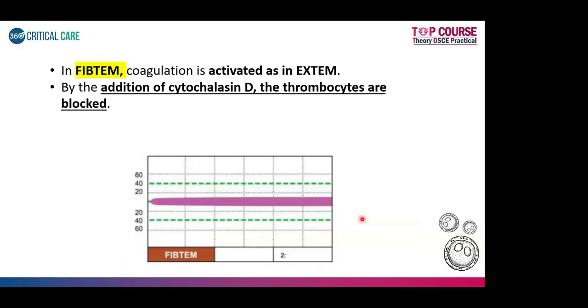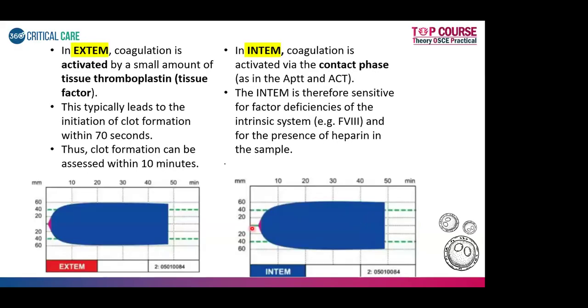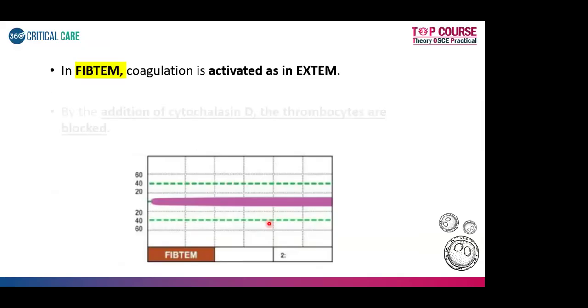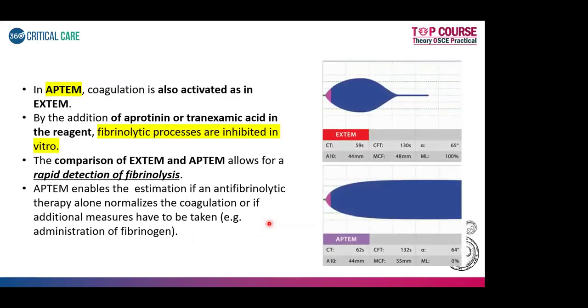Because in the earlier graphs, you see there is fibrinogen and suddenly platelets come into the picture and mask the activity of your fibrinogen. So here there is an agent called cytochalasin D. They add that so that the thrombocytes are blocked. After you block this, it will only give you the assessment of fibrin formation and fibrin polymerization. So if some question has to be answered about fibrinogen issues, then it is FIBTEM that you have to look into.